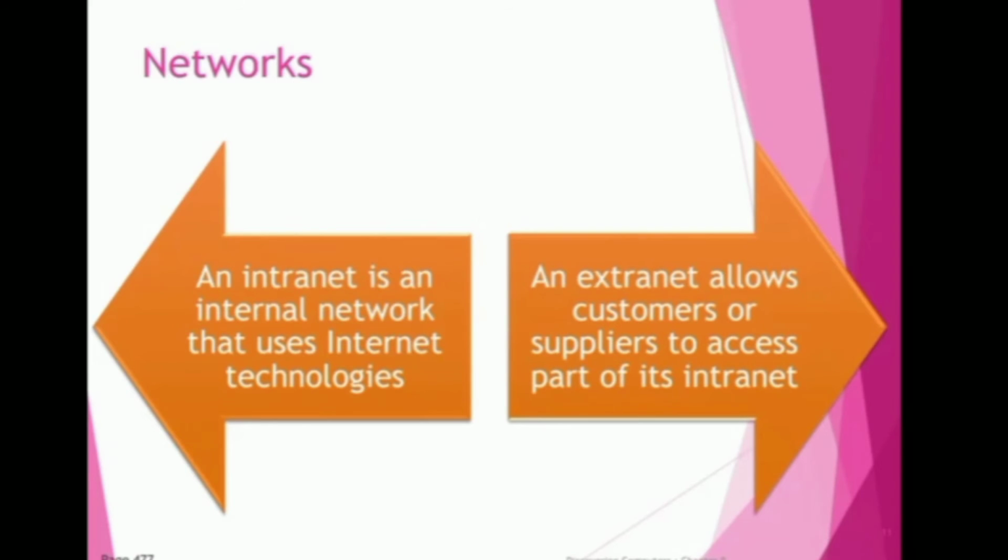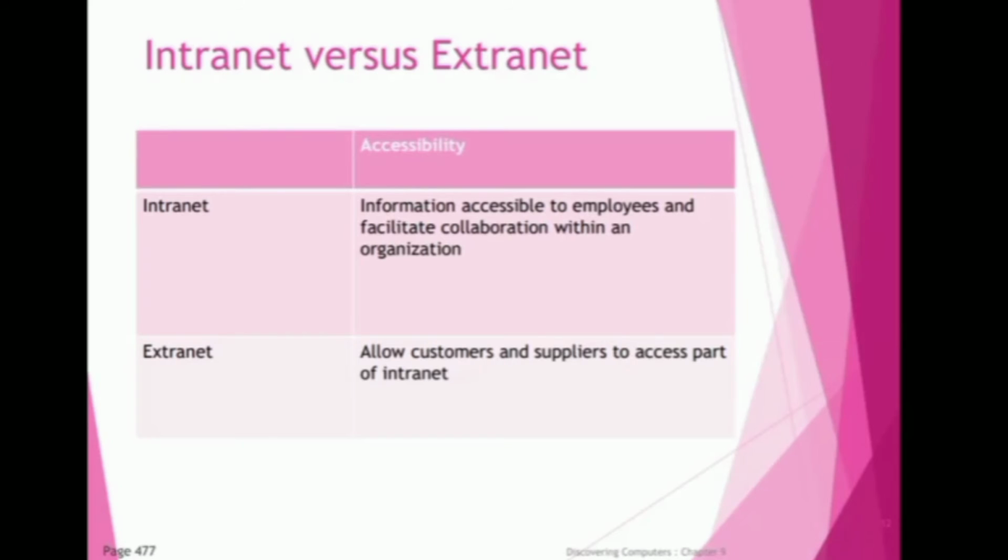Networks are divided into two, which are intranet and extranet. An intranet is an internal network that uses internet technology, while an extranet allows customers or suppliers to access part of its intranet. Accessibility of intranet: information is accessible to employees and facilitates collaboration within an organization, while extranet allows customers and suppliers to access part of the intranet.